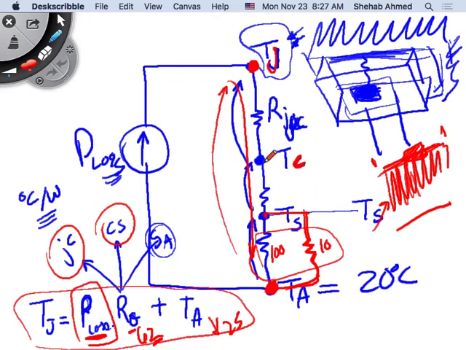of these three. They don't have to be three. They may be just the junction to ambient, like they gave you in this data sheet. If you're just putting the device in ambient, fine. If you're putting the device on a heatsink, then you will have to divide it up into the three.